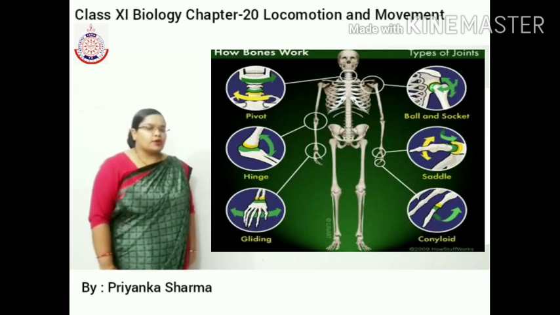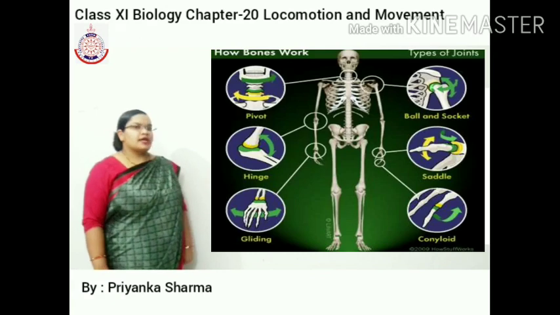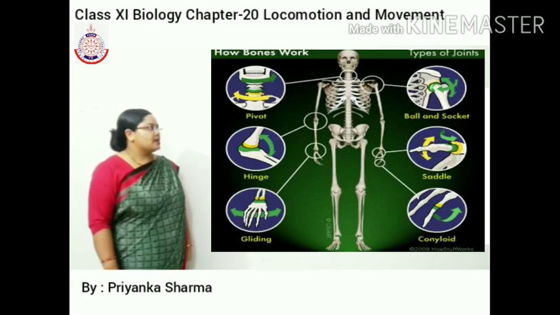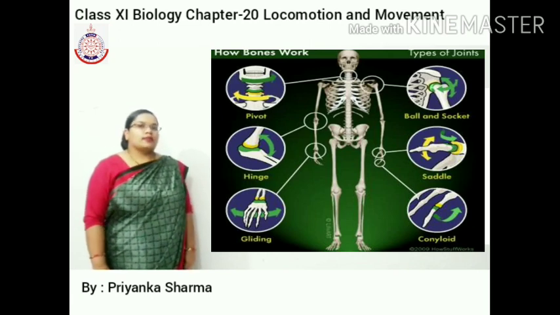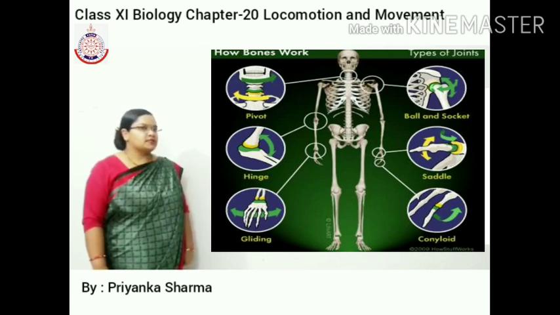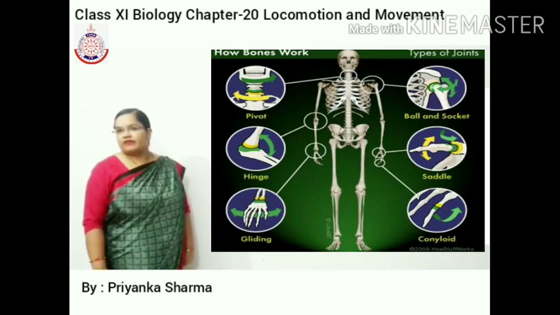What is a pivot joint? In a pivot joint, one bone, that is the axis, remains fixed, and the other bone, that is the atlas, can move over it. It means it can rotate over it in one direction. So, movement of your head from side to side like this is because of the pivot joint.